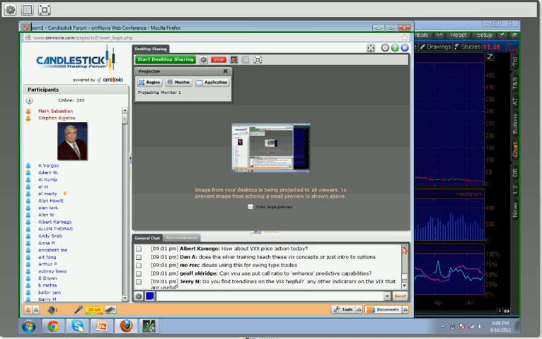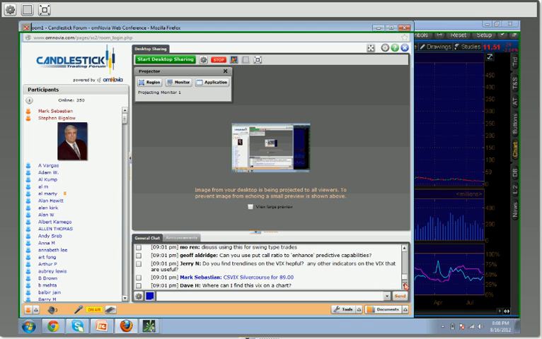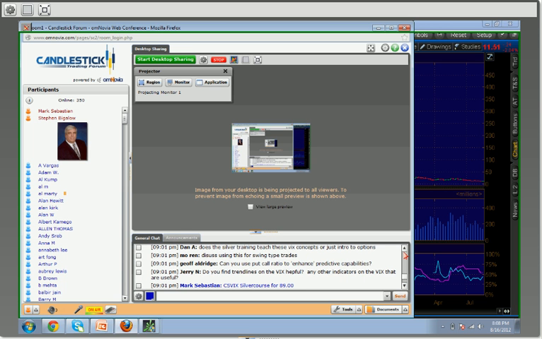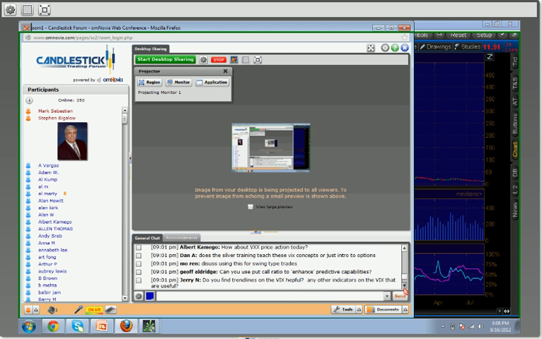The VXX price action today kind of corresponded with VIX. Does the silver trading teach VIX concepts or just intro to options? You will learn VIX concepts in the daily pit report that I teach, but not in the silver course. Some of my more advanced courses, which the silver course is included in, we really do dig into the VIX. I'm probably considered one of the 3 or 4 experts on the VIX out there. You'll learn a ton.